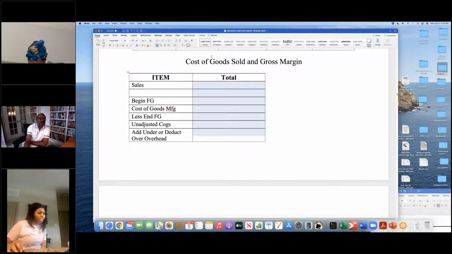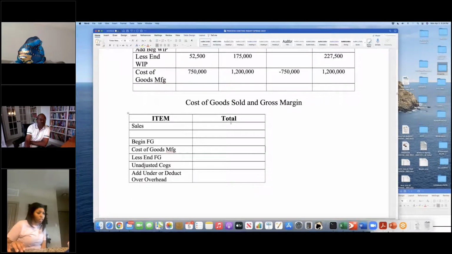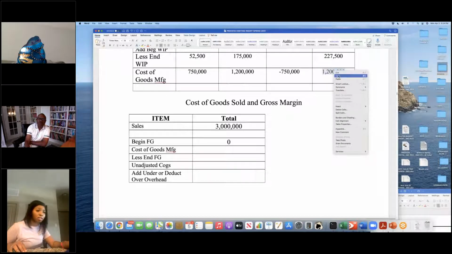Beginning of finished goods was 12 million, right? That's what we would put down for the beginning. I mean, not 12 million, 1.2 million. I need to stop saying that. The beginning was 0, right? Then we bring down this cost here.